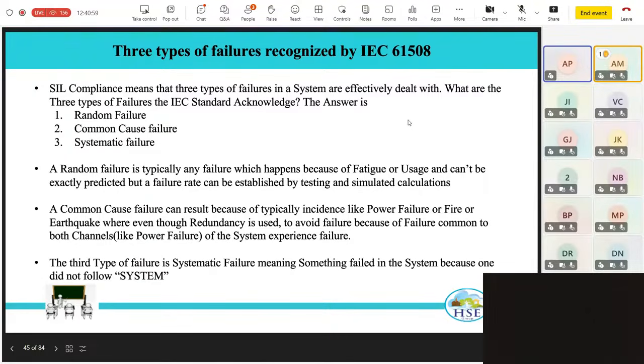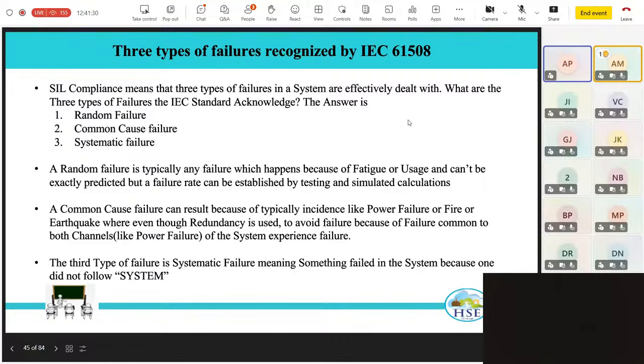Suppose a plant is there where you have a duplicated sensor, but suppose the power supply goes off for all the three instruments, then although you are having multiple channels, you are not able to get the reading. Or a fire happens, or some catastrophe happens, which is common to all the sensors. Then this kind of thing is called common cause. And most of the time it is because of some kind of environmental disaster or things like that.